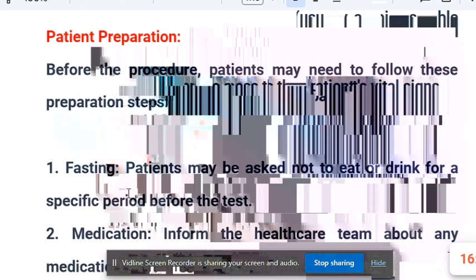Patient preparation, the patient should fast and may be asked not to eat or drink. Medication, inform the healthcare team about any medication allergy, medical condition. Okay, and blood tests are very necessary, like kidney function, liver function, CT, BT, PT, before administering the contrast agent.